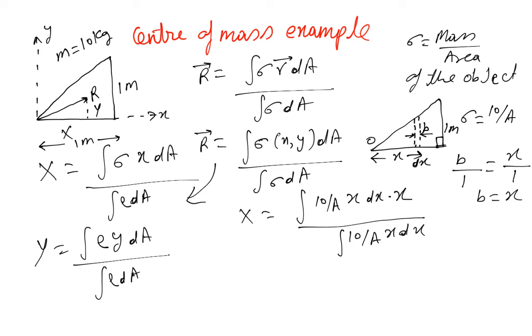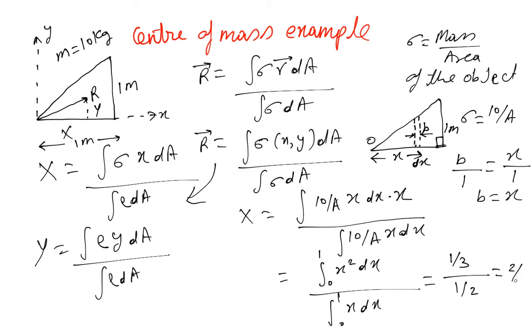Okay, so this gets cancelled, and we are left with, now apply the limits. The limits are 0 to 1 of x squared dx divided by 0 to 1 of x dx, and that should give us, well, let me do it fast in my mind, 1 over 3 divided by 1 over 2, and that gives me 2 over 3 meters. So x is 2 over 3 meters.